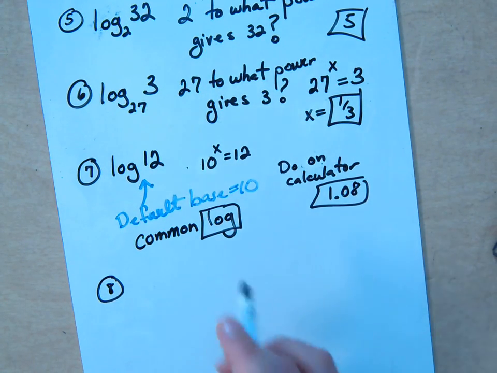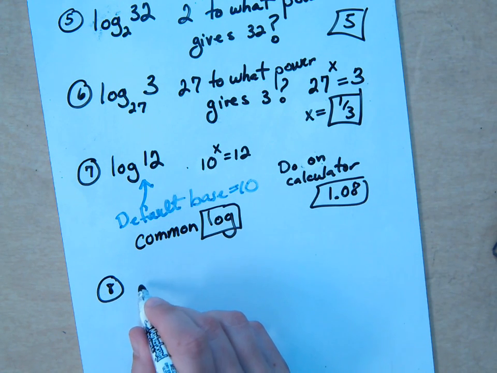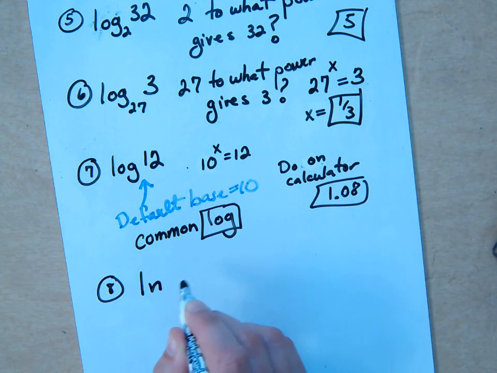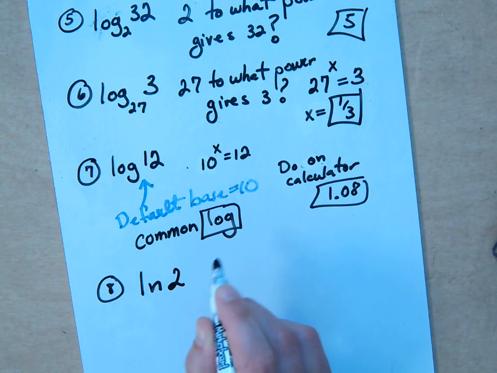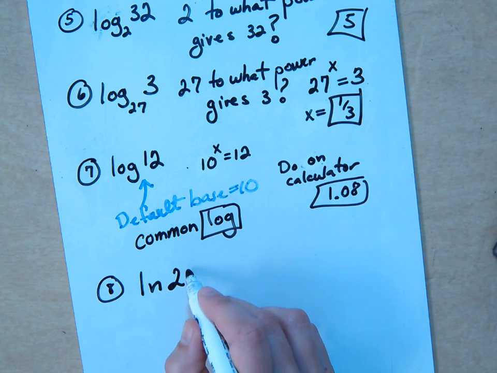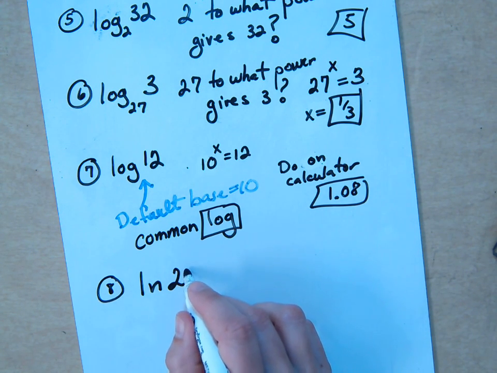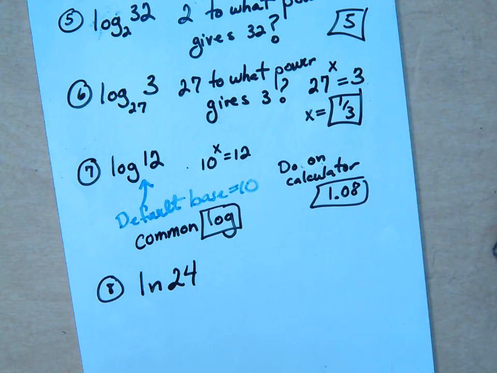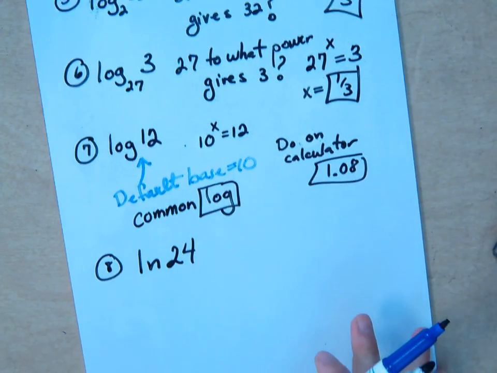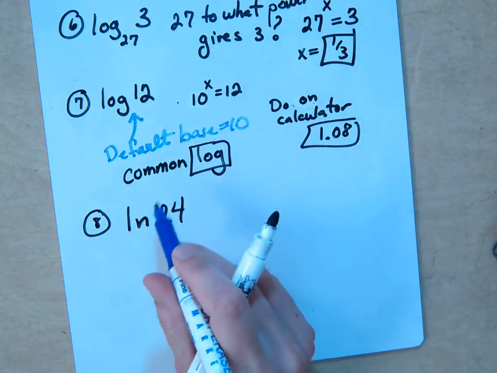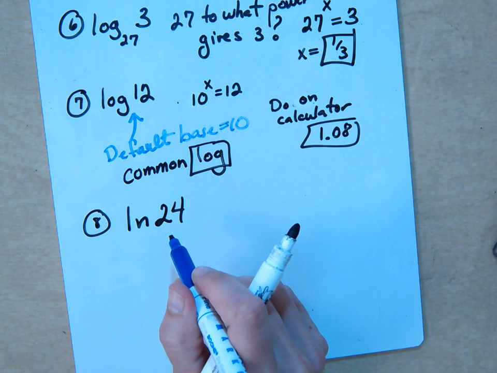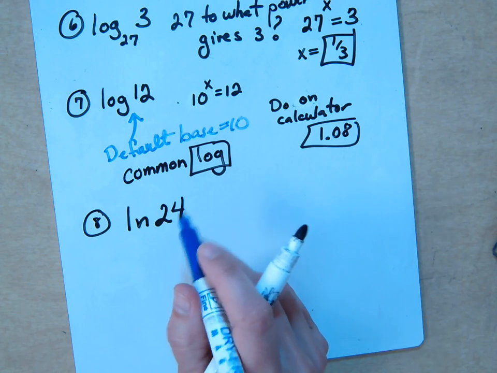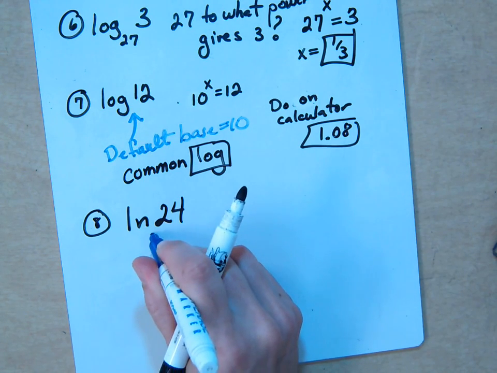And then the last thing is something called natural log, ln. It's not a person named Ellen, it's ln, natural log of 24. I used to have a student whose name was Ellen, and whenever I said ln, she would think I was calling on her.